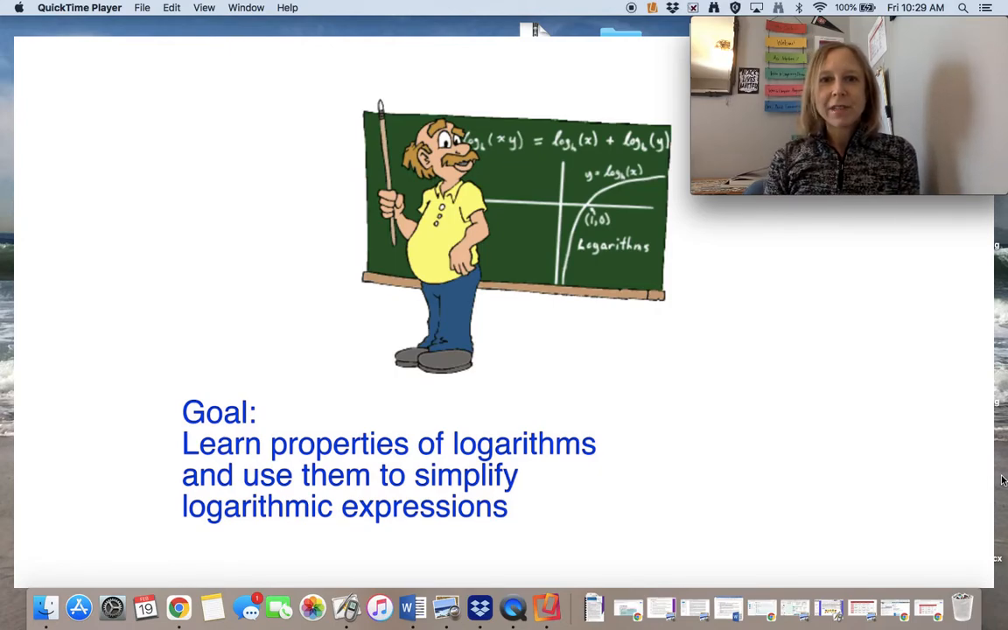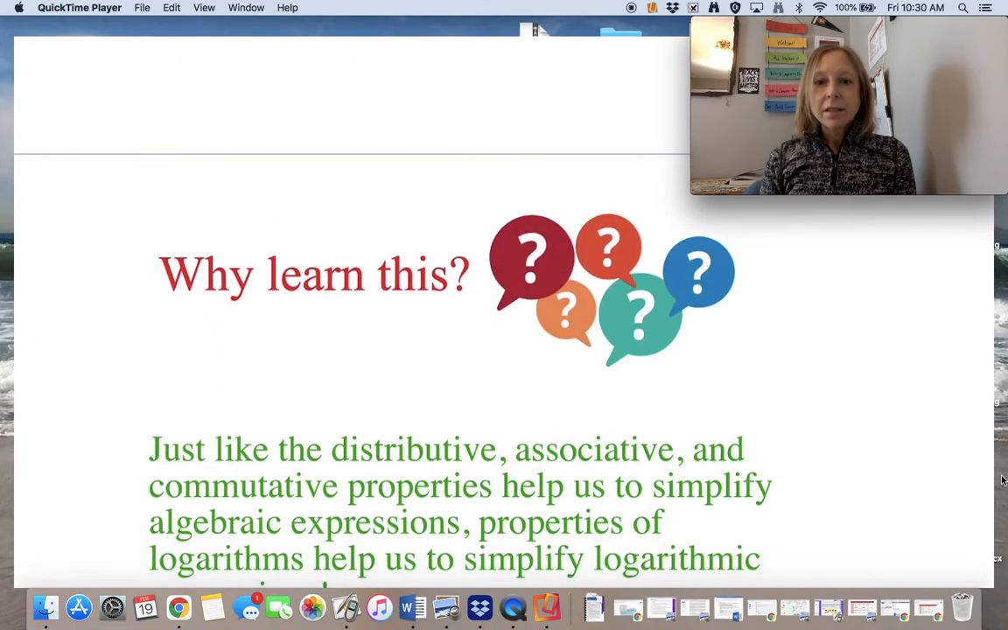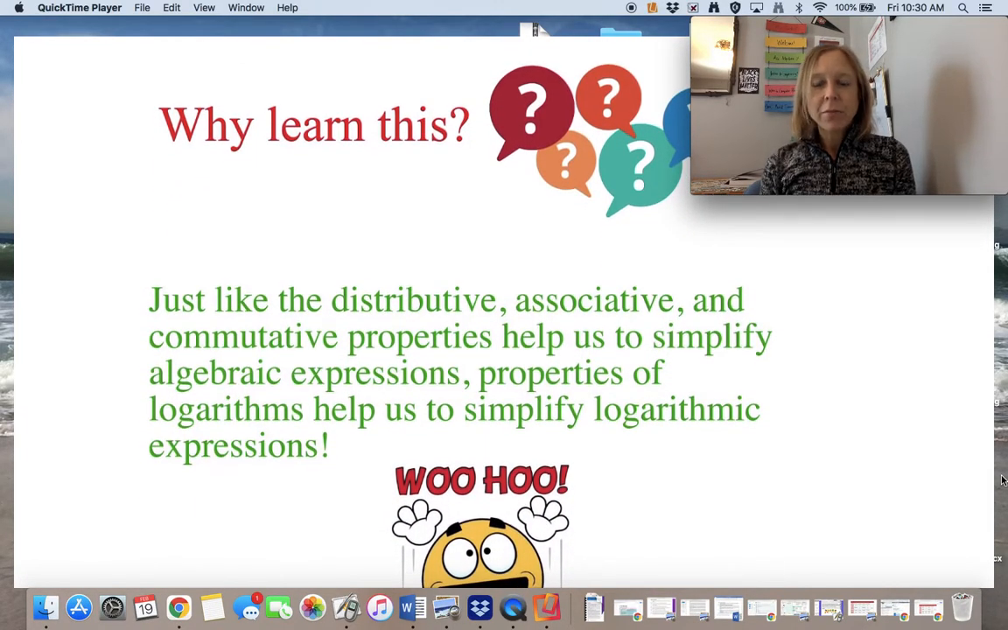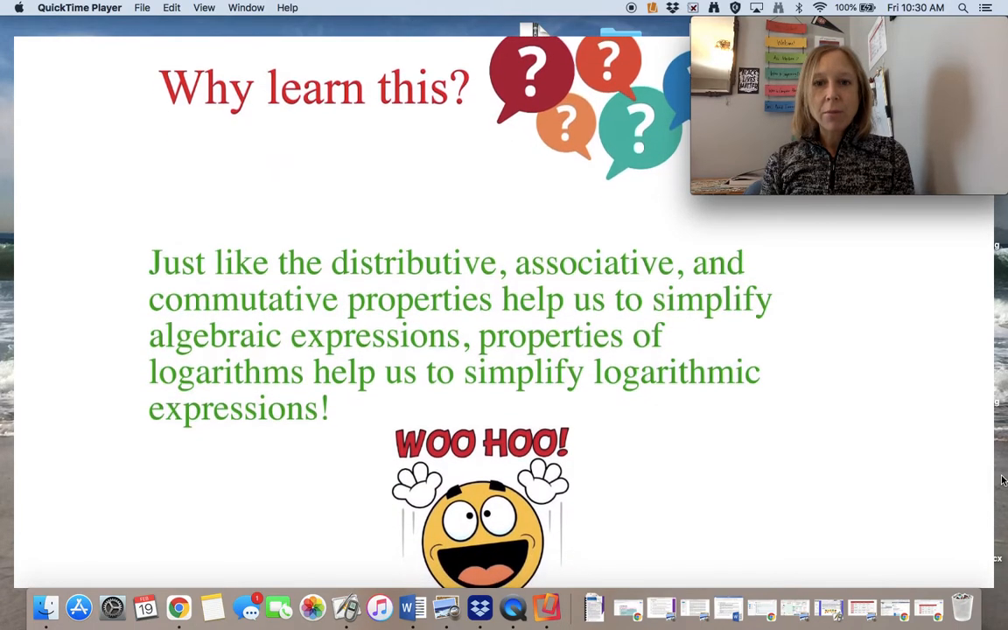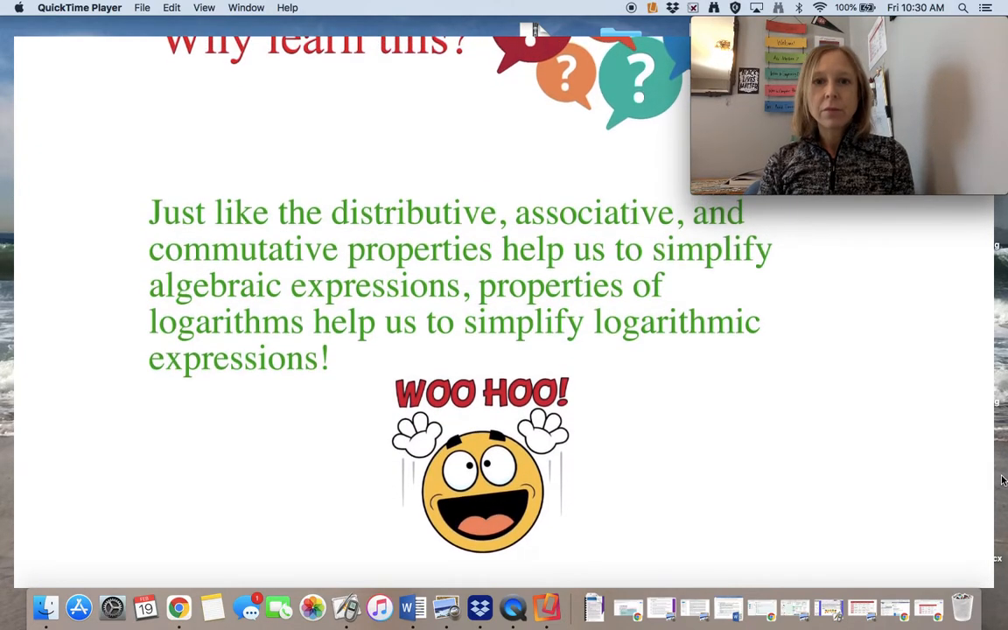Hi, Algebra 2 students. Now that we've learned what a logarithm is, we are going to learn the properties of logarithms this week that allow us to simplify them. This is very similar to how you've learned the distributive property, associative property, and commutative property so that you can simplify algebraic expressions. We're going to need these properties of logarithms in order to simplify logarithmic expressions. We're going to start with 3, and we'll take a break and practice, and then we'll learn our final 2.